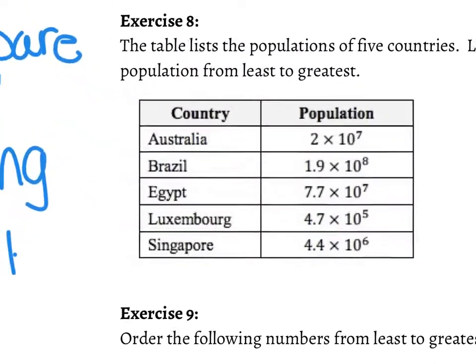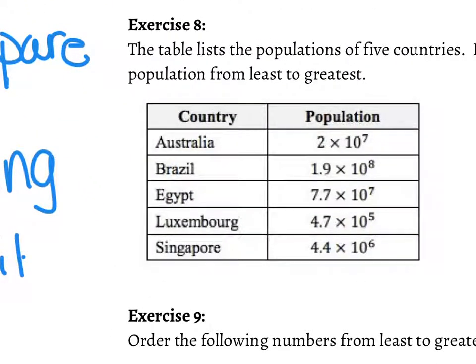So when I look at this data table here, I can see that my smallest exponent is with Luxembourg. So that is going to be the smallest number in the list, followed by Singapore, because there's an exponent of 6. However, when I look at Australia and Egypt, they are both raised to the 7th power. So now I need to look at the leading digit, a 2 or a 7. Obviously, 2 is smaller than 7, making Australia 3 and Egypt 4. And then my final value is to the 8th power, that is Brazil.